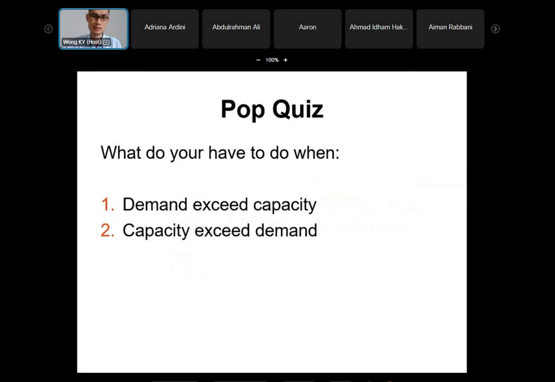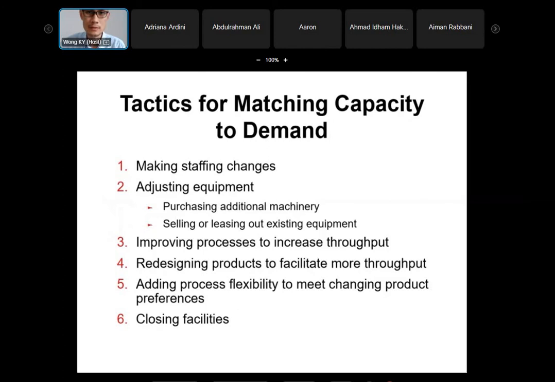So, pop quiz. I already explained what you should do if demand exceeds capacity. First, increase prices. Second, schedule a longer lead time. Third, you have to adjust and improve your capacity. And two, what happens if capacity exceeds demand? The first thing you have to do is stimulate the market. And second, if it doesn't work, the second thing you should do is change the product. Right? So these are some tactics or strategies where you can match capacity to demand.